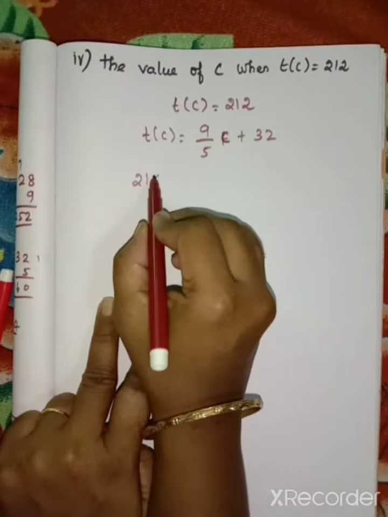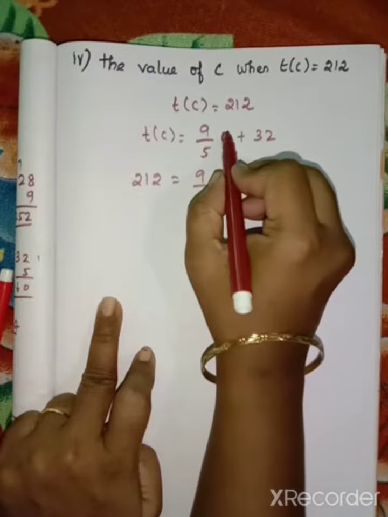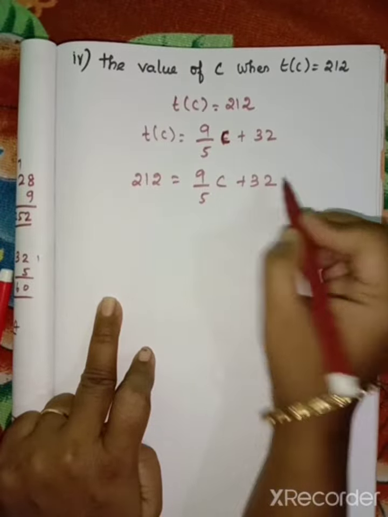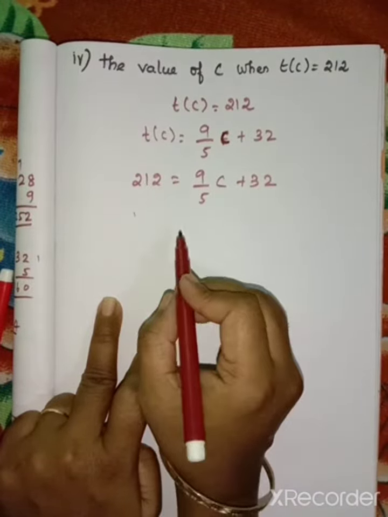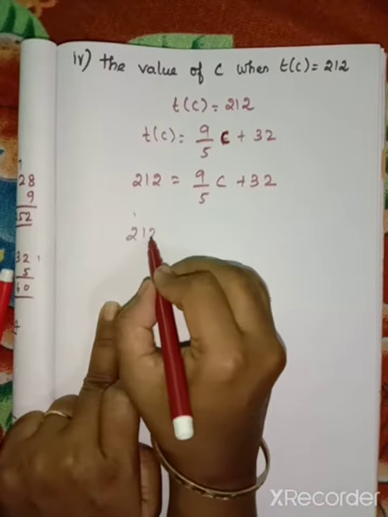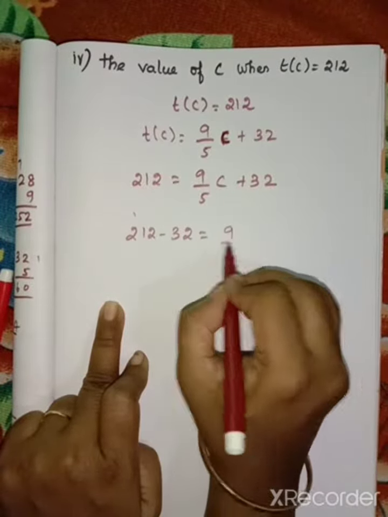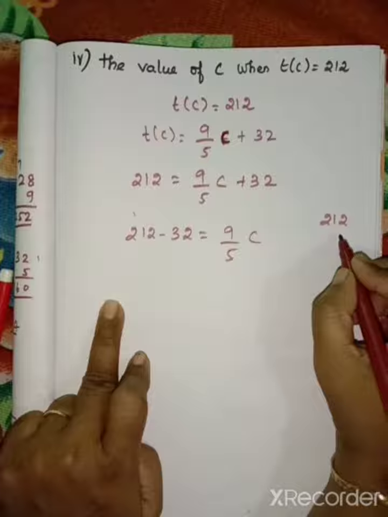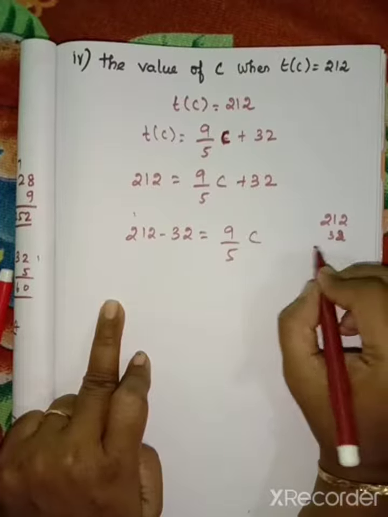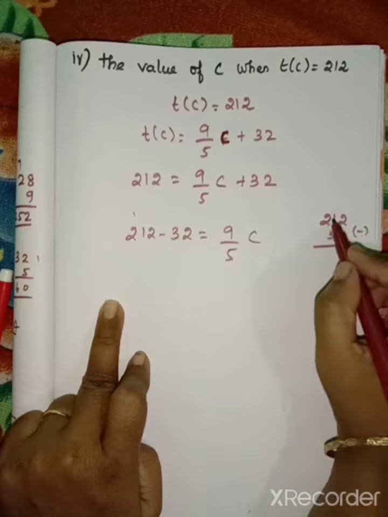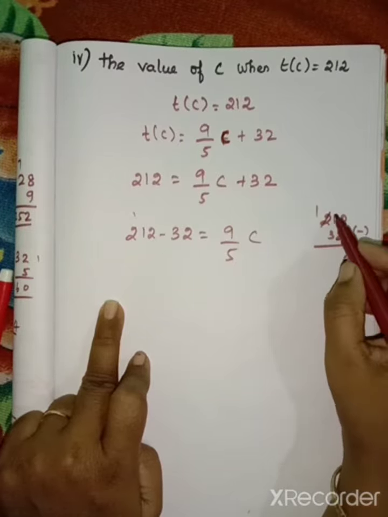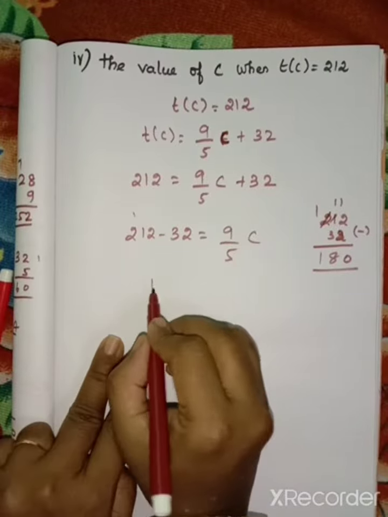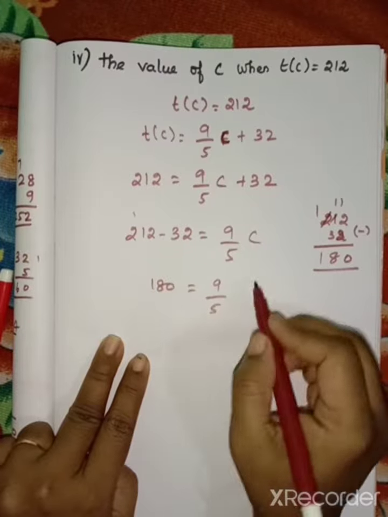So now we want to substitute: 212 equal to 9 by 5 C. C is not known because we want to find that, plus 32. So now 32 will become minus on this side. So 212 minus 32 equal to 9 by 5 C. Now we want to subtract. 212 minus 32. 2 minus 2, 0. 1 minus 3 is not possible, so borrow, 11 minus 3, we get 8, 1. So 180 equal to 9 by 5 C.